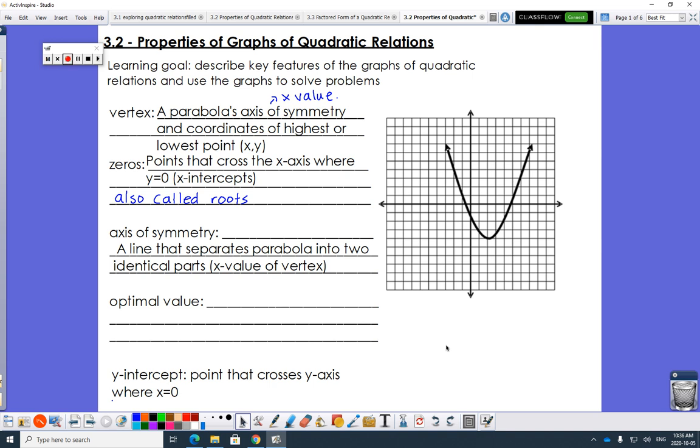So the optimal value is another word for maximum or minimum. Optimal, again, once we give these x and y values meaning, like the optimal cost, the optimal profit, the optimal height to throw something, okay? So where is that maximum or minimum? Which is given by the y value of the vertex.